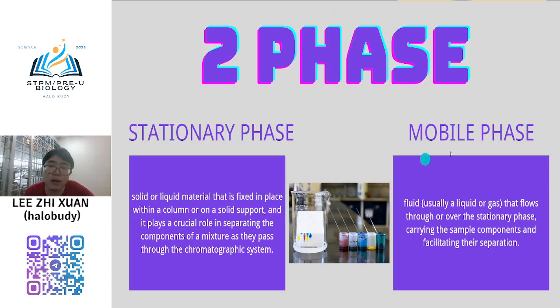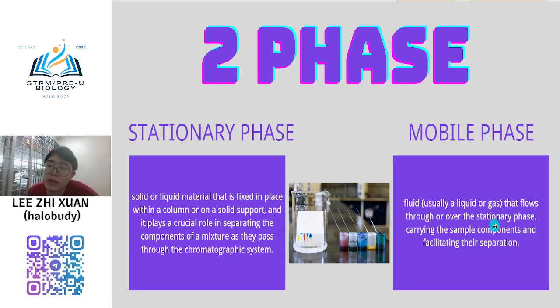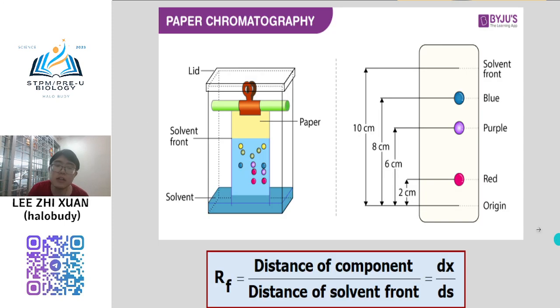So how about the mobile phase? The mobile phase is the liquid, the fluid that flows over the stationary phase to carry the sample. The mobile phase is like a transport process to transport the sample along the stationary phase, because the stationary phase is solid, the paper. Imagine if you directly throw the sample onto it, can you get a separation? Cannot. Nothing.